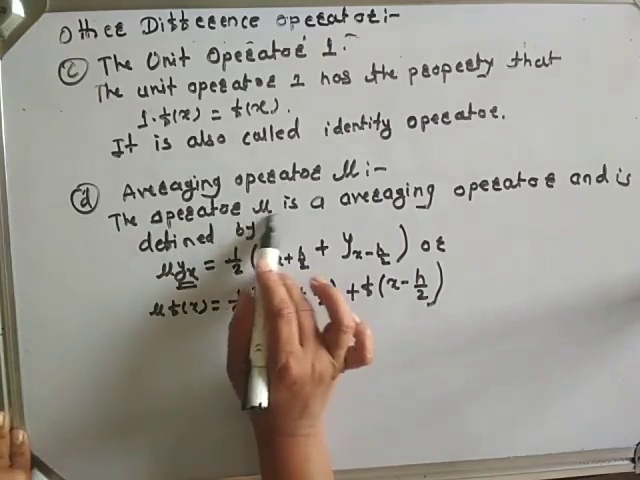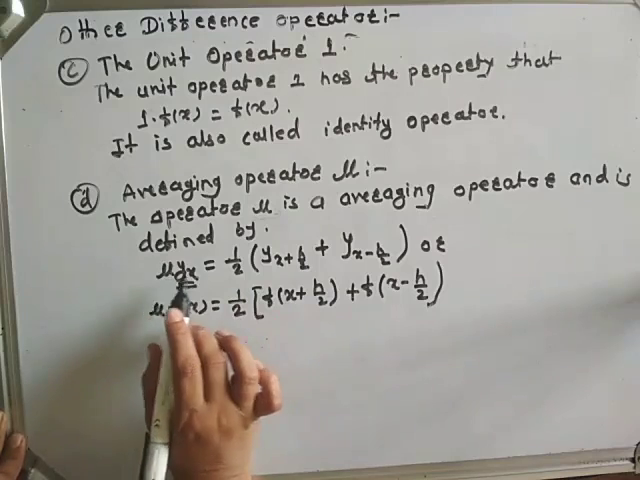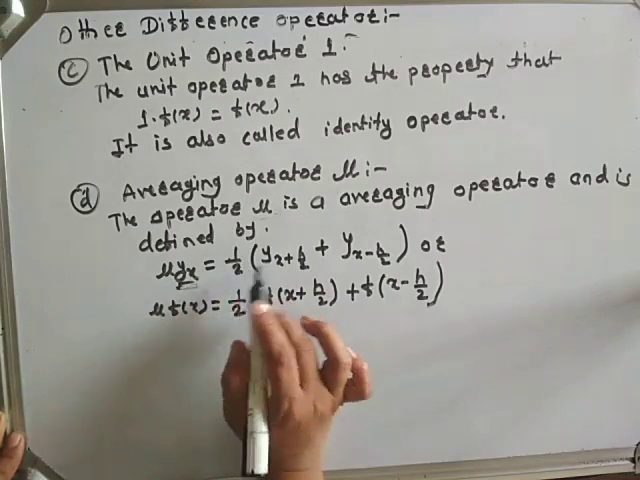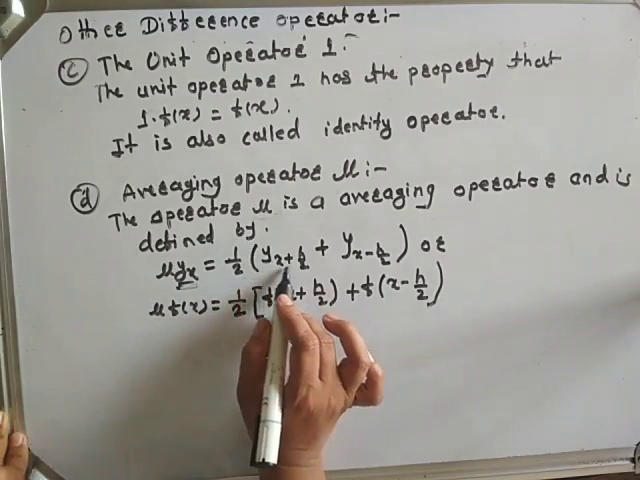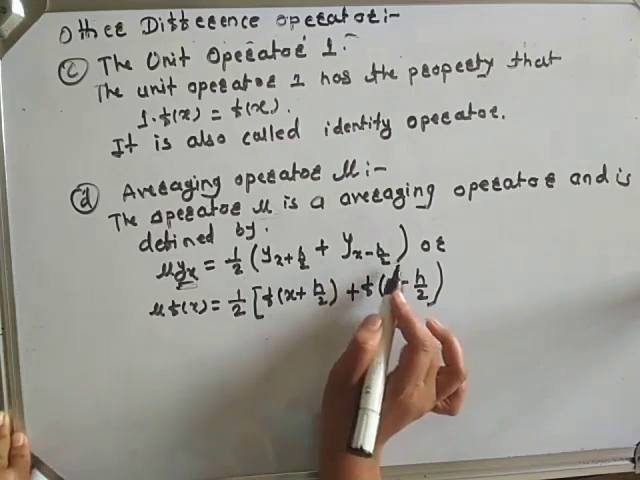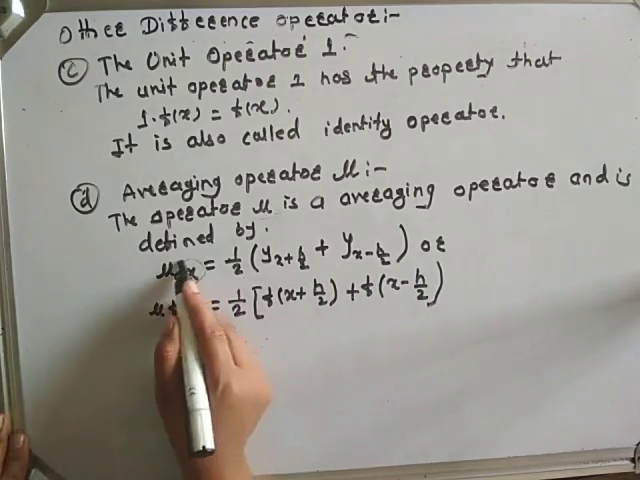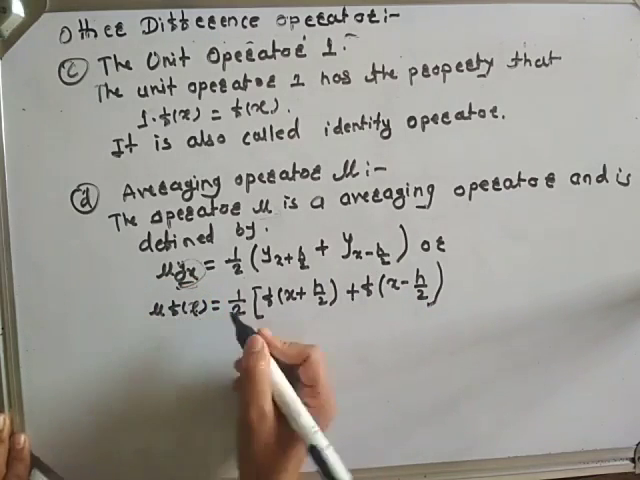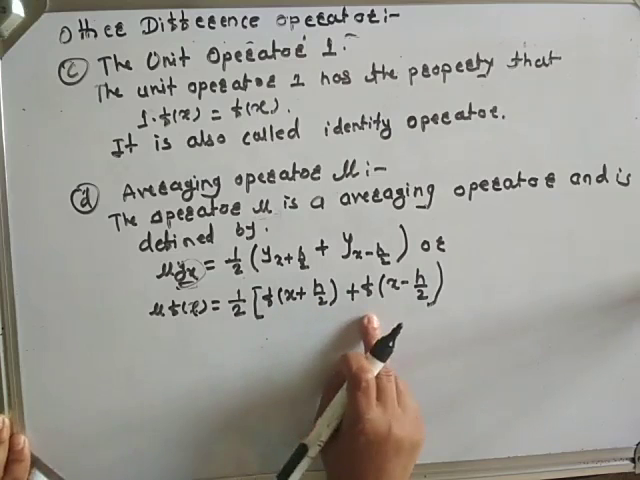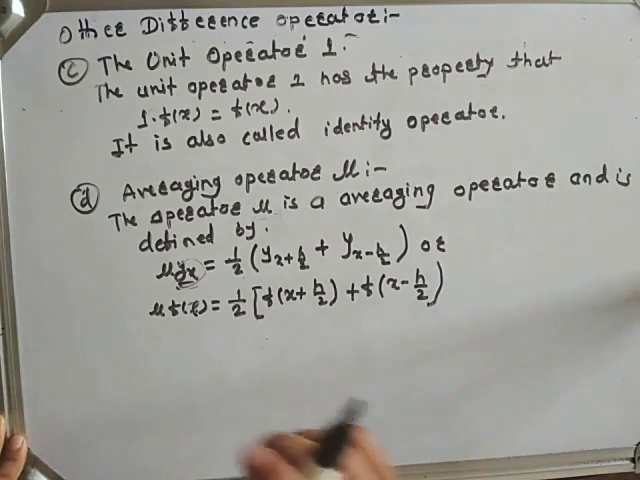The operator mu is an averaging operator and it is defined as mu of y x is equal to 1/2 of y x plus h by 2 plus y x minus h by 2, or mu of y x is nothing but f of x, which is equal to 1/2 of f of x plus h by 2 plus f of x minus h by 2.